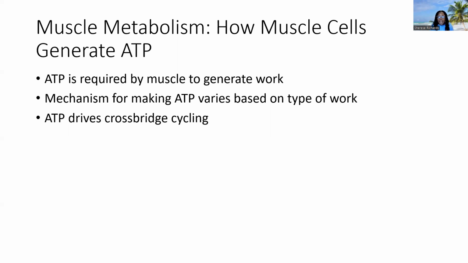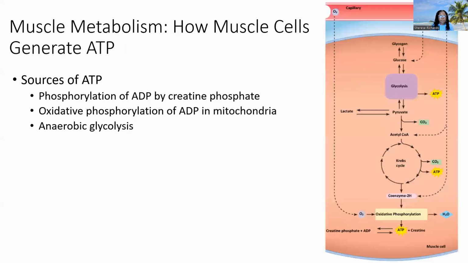The mechanism for making that ATP is going to differ depending on how that muscle will endure contractions. And then we want to think about how the muscle will be named differently. So depending on the source of ATP for muscles, that will determine how that muscle is named and what type of muscle that is. So here are our 3 main sources of ATP production.